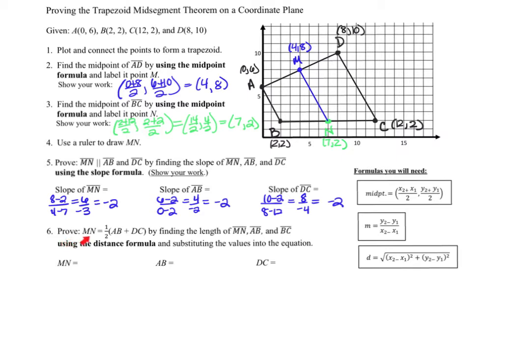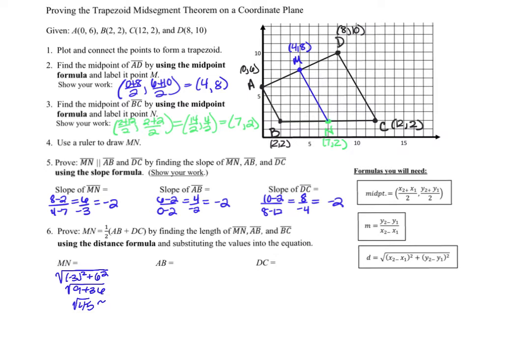Now we're going to prove that the midsegment is half of the sum of the two bases by finding the length of each using the distance formula. Remember, we already found the difference of the x's and the y's, so we can use those values as a bit of a shortcut. For MN, the difference of the x's was -3, and the difference of the y's was 6. That's going to give us 9 plus 36 when we square both of those values, giving us the square root of 45.